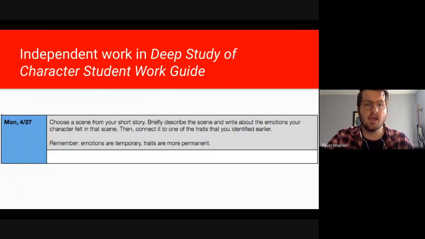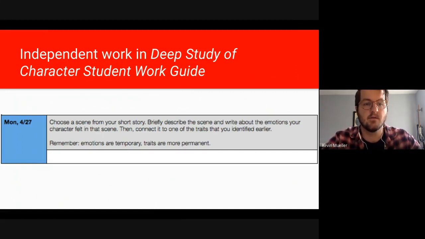So today in your Deep Study of Character student work guide, you're going to choose a scene from your short story and then briefly describe the scene and write about the emotion your character felt in that scene. After that, you're going to connect it to one of the traits that you identified earlier using evidence. So again, it says, remember, emotions are temporary, but traits are more permanent.